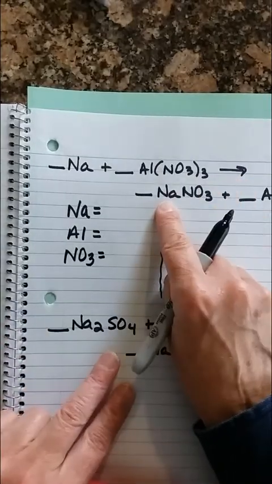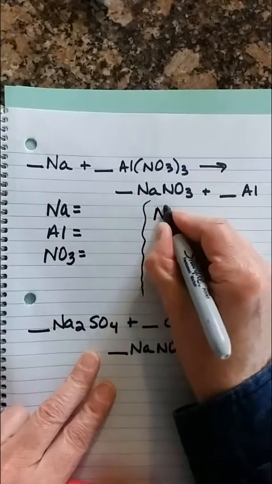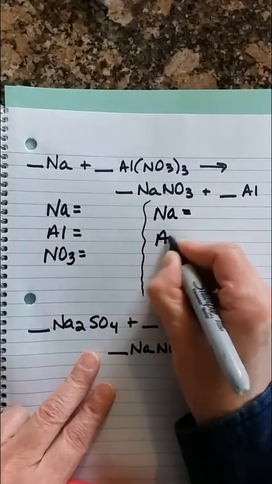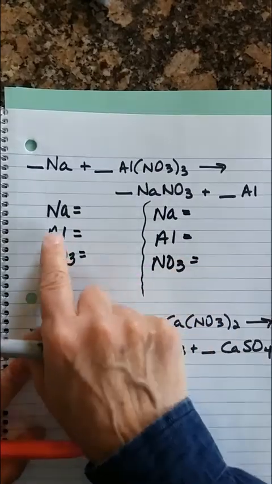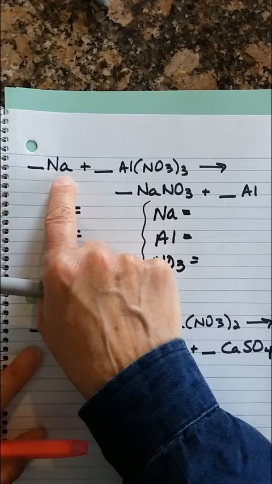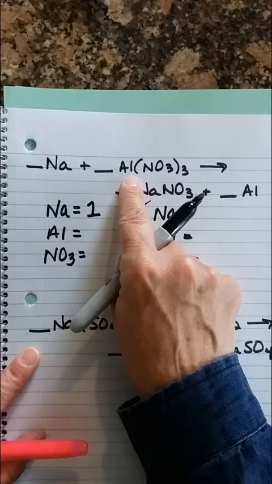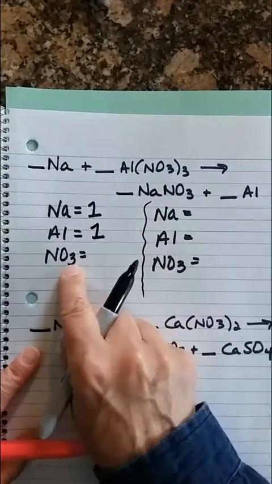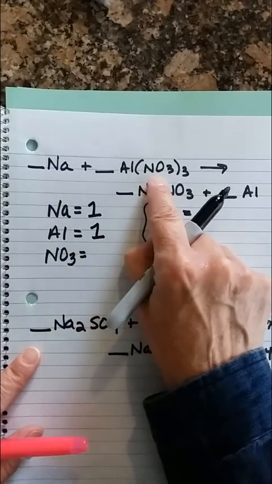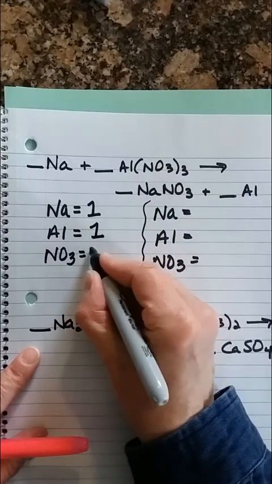So now I'm at the products. So I'm going to recopy in the same order because that just makes it easier. Okay, so go back to the beginning. Na, no subscript, no coefficient, so that's 1. And I go to Al, no subscript, so that's 1. Then I go to NO3. Here's NO3. I'm only looking outside at this number here, this 3 on the outside. So I've got 3 NO3s.